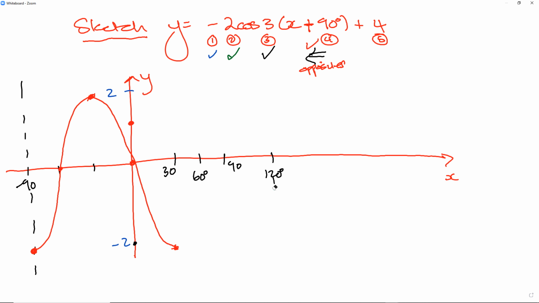Final answer now is to shift the entire graph up by 4. Now, I don't have space here. All right, so this is going to go up by 4. Up 4 units. So 2 is going to plus 4, and negative 2 is going to plus 4, and 0 is going to plus 4 as well. Okay, so every number is going to plus 4, so this is going to become 6 over here.